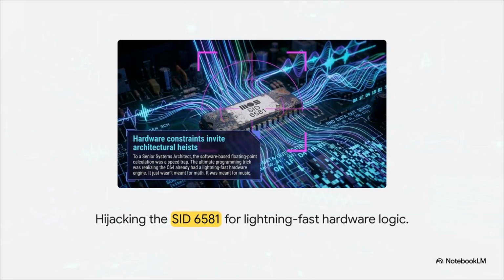The ultimate trick was realizing the Commodore 64 already had a lightning-fast hardware engine sitting right there. It just wasn't meant for math. It was meant for music. Enter the legendary MOS 6581 SID chip, the sound interface device. Now, the SID chip is famous for giving the C64 its incredible punchy audio, but developers realized, wait a minute, we can completely hijack this audio component and use it as a high-speed logic coprocessor.